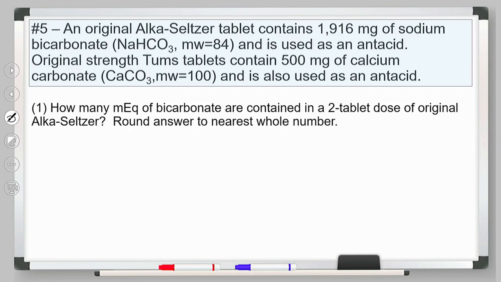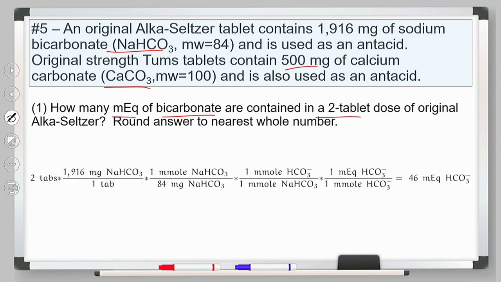So in this case, we have the original Alka-Seltzer, the Plop Plop Fizz Fizz tablets at 1,960 milligrams of sodium bicarbonate, okay, in each tablet, and that was used. We also have the original Tums tablets with 500 milligrams of calcium carbonate. So again, Tums is here, Alka-Seltzer is here. The first thing we want to know, the active thing in those is not the sodium, it's the bicarbonate. Bicarbonate is what will bind with the acid and kind of neutralize it. So first question is, how much bicarbonate, how many milliequivalents of bicarbonate are in the 2-tablet dose of the Plop Plop Fizz Fizz Alka-Seltzer? So let's start with the 2 tablets.